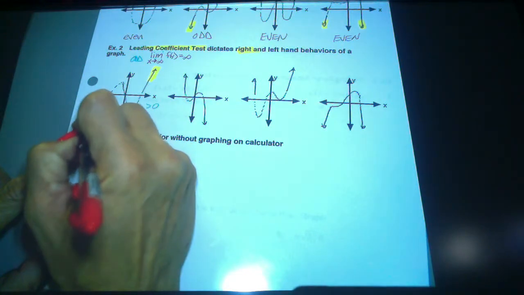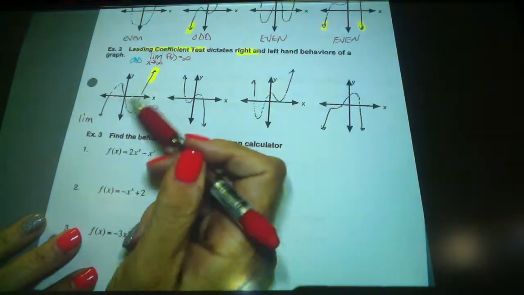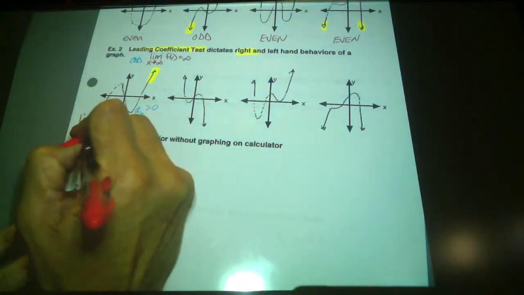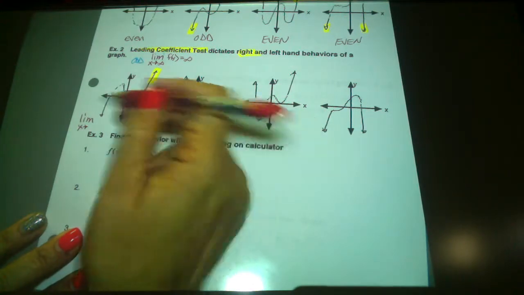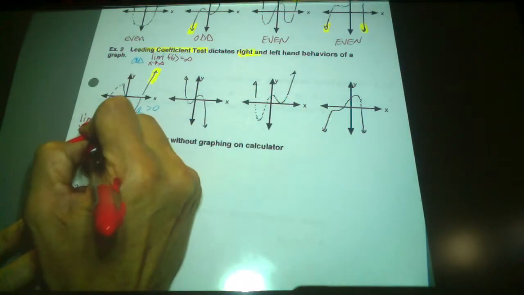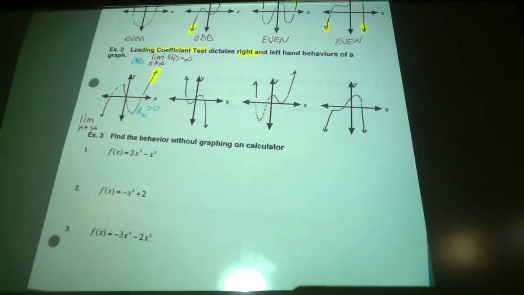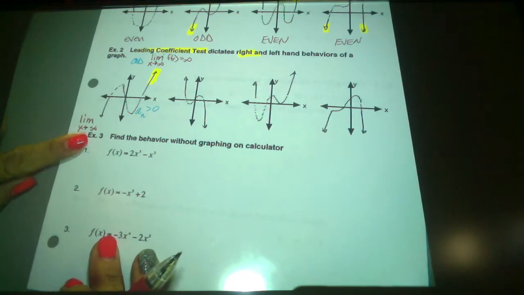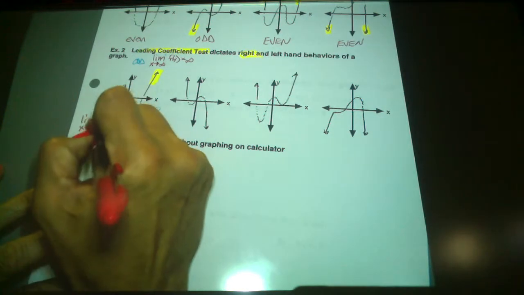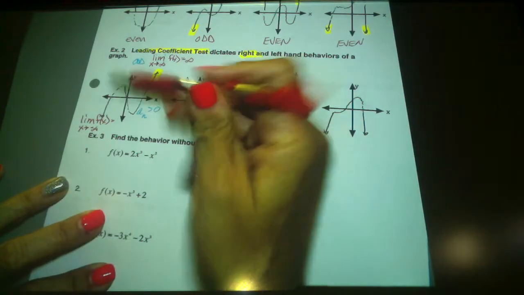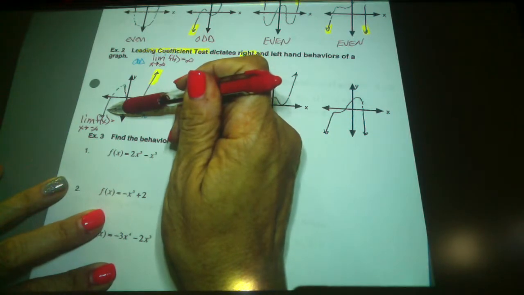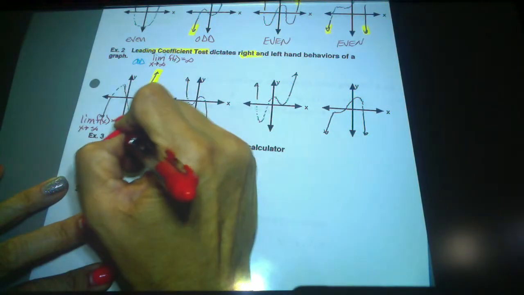Your left-hand behavior, going right down here, the limit as x approaches negative infinity, because going to the left is negative infinity. So those never change. The minute I see that x is approaching negative infinity, I know we're talking about left-hand behavior, because that's the left side of the x-axis. Of the function, what is this function doing? On the left, it's going down, so isn't that negative infinity?